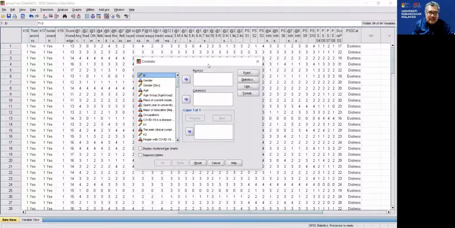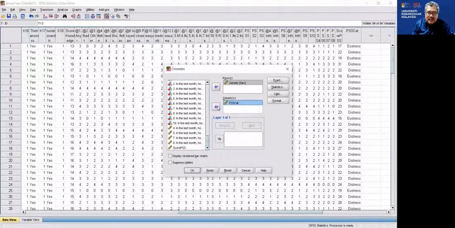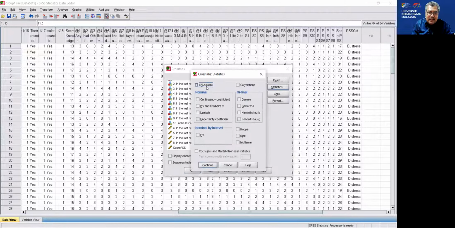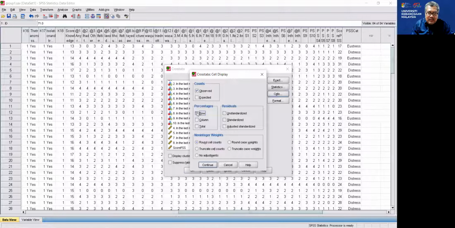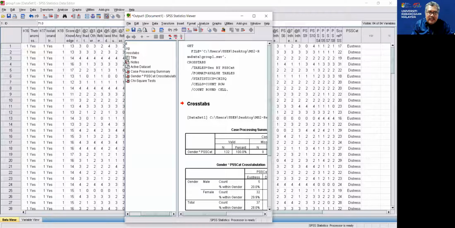To demonstrate how to do chi-square, click statistics, cross tab. So what is the risk factor? The risk factor here is gender. So that one is row. Then we have the outcome. The outcome is whether the person is stressed or not, so PSS category. What statistic do we want? We want a chi-square. Continue. We want the row percent. Continue. Click OK.